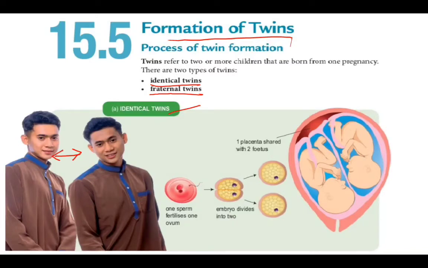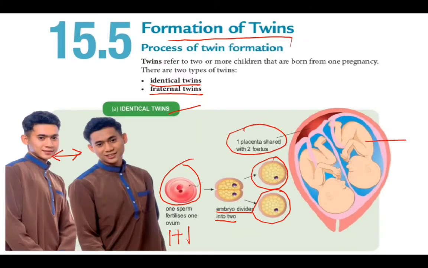Okay, what happened? These identical twins form when one sperm fertilizes one ovum. Remember, one sperm fertilizes one ovum. And then, the embryo formed will divide into two. So here, 1 and 2. And one placenta is shared within the two fetus. So remember, here, one sperm, one ovum. So one embryo divided into two, one placenta shared within the two fetus. So here, the sex, the jantina of the fetus will be the same. The appearance is also the same, identical twins.